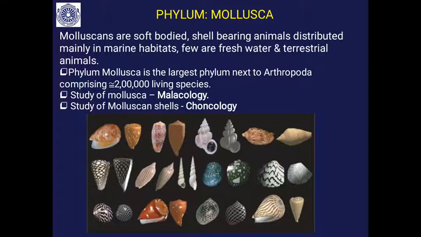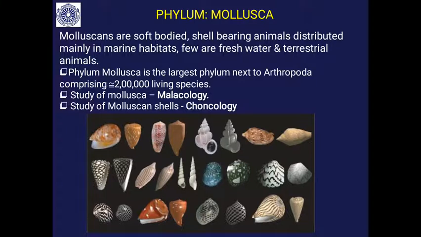Molluscans are soft bodied, shell bearing animals distributed mainly in marine habitats. A few are present in freshwater habitats and also terrestrial animals. This is the largest phylum next to Arthropoda, comprising more than 2 lakh living species. There is the same number of fossilized ones. There are abundant fossil molluscans found in different strata of the earth crust.